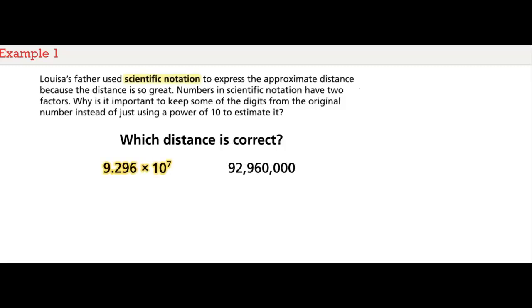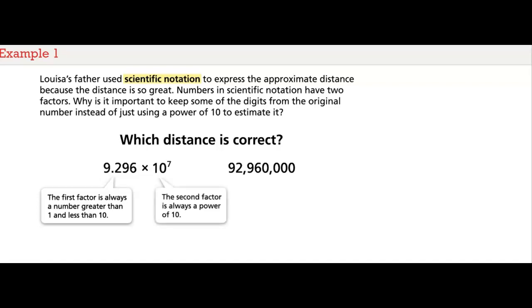Louisa's father used scientific notation to express the approximate distance because the distance is so great. Numbers in scientific notation have two factors. The first factor is always a number greater than 1 and less than 10. The second factor is always a power of 10.